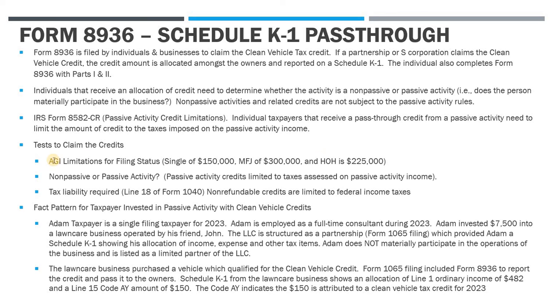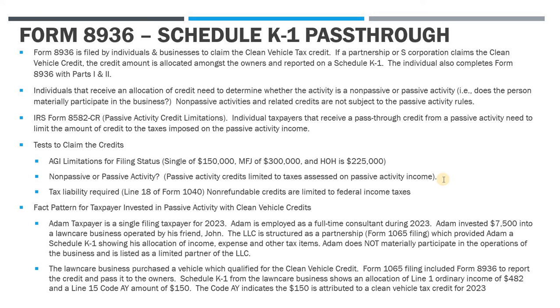So when we talk about tests to claim this credit, generally there are 3 steps, right? The first one is always the AGI limitations. So if your AGI is above these thresholds, depending on your filing status, you can't claim the credit at all. So this always applies when we're going through the Form 8936. The second test is this non-passive versus passive activity element, right? And that's because, for the reasons we already enumerated, when you have a passive activity, the credit is going to be limited to the taxes imposed on that passive activity income.